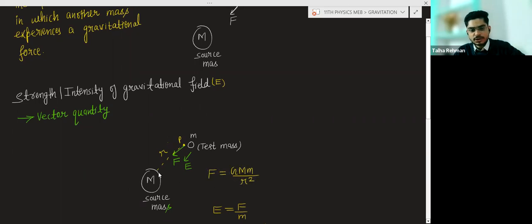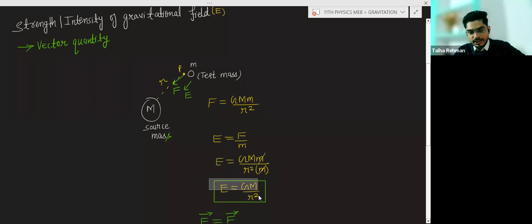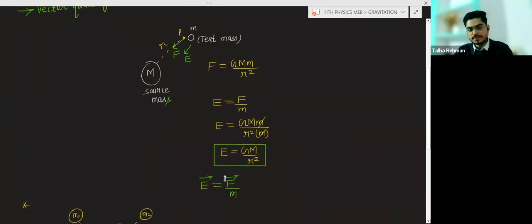Gravitational force between these two masses is G m1 m2 by r square. When you divide, you will get E is equal to GM by r square. E is equal to GM by r square.